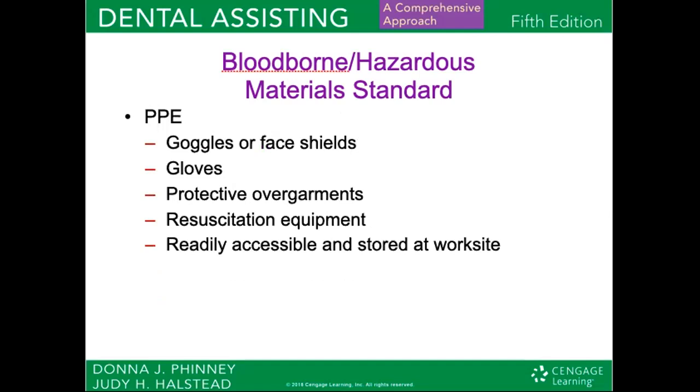PPE is short for personal protective equipment. These can include goggles or face shields, gloves, protective overgarments like lab coats and lab jackets, and resuscitation equipment, and these all should be readily accessible and stored at the worksite. So it's the employer's responsibility to provide personal protective equipment at the worksite. The equipment must be readily accessible and be in adequate supplies. All employees must be required to use personal protective equipment.